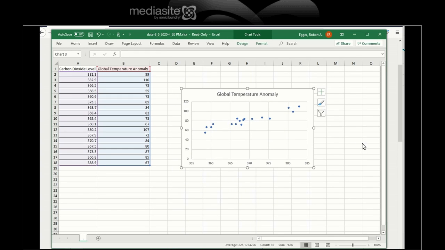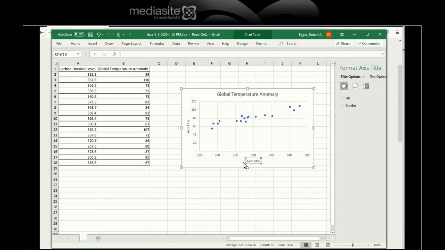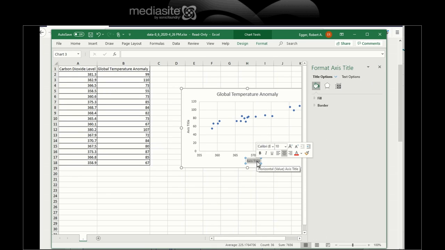So let's do some correlation values on it. So under this plus, do some titles. CO2 levels, parts per million. And global temperature anomaly. All right.